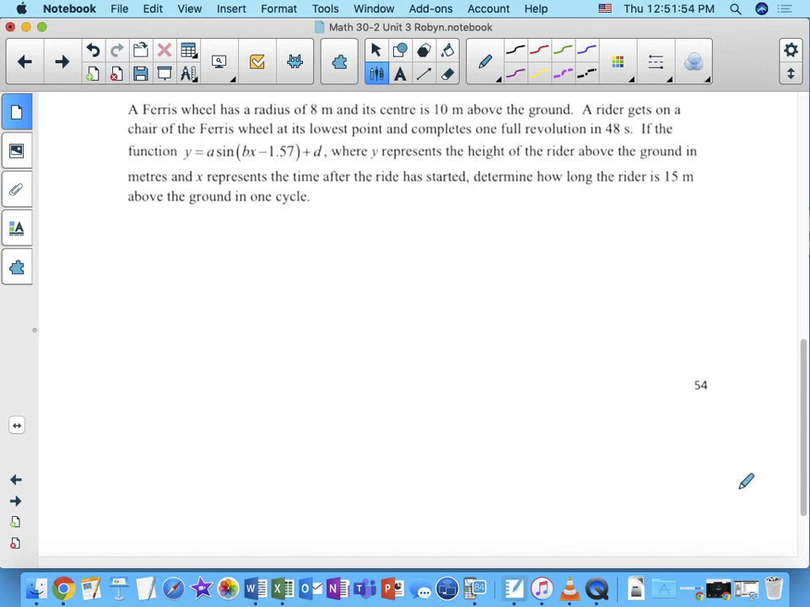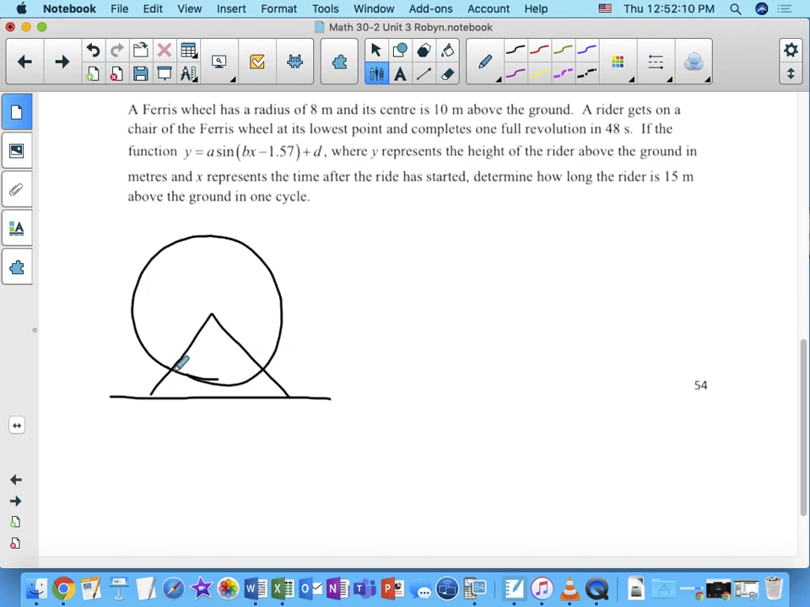Here's our ground. Here's our Ferris wheel. You do not have to be very good at drawing to do this. I'm not very good at drawing, as you all know. And all you need really is like a triangle to hold the Ferris wheel up and a circle for the Ferris wheel. Okay. And what are some things that we should put into this picture?